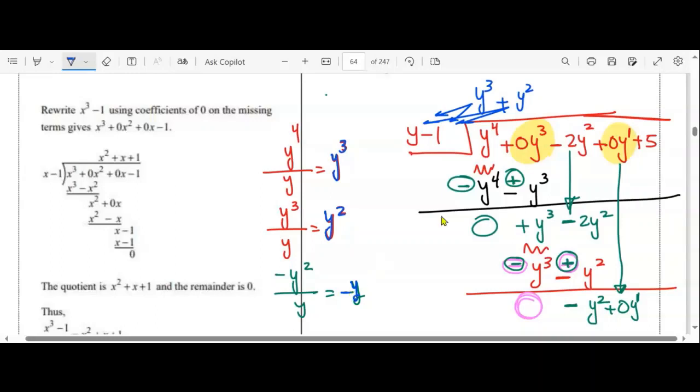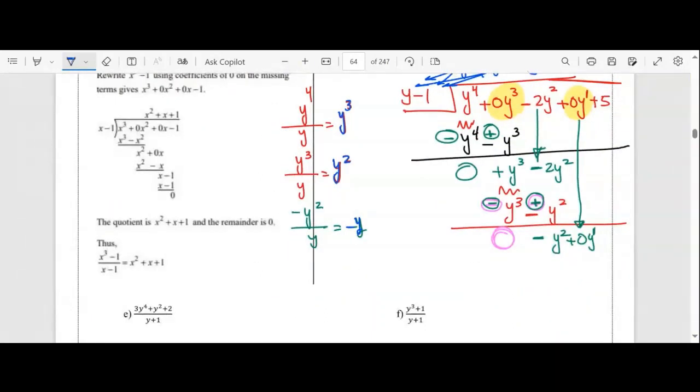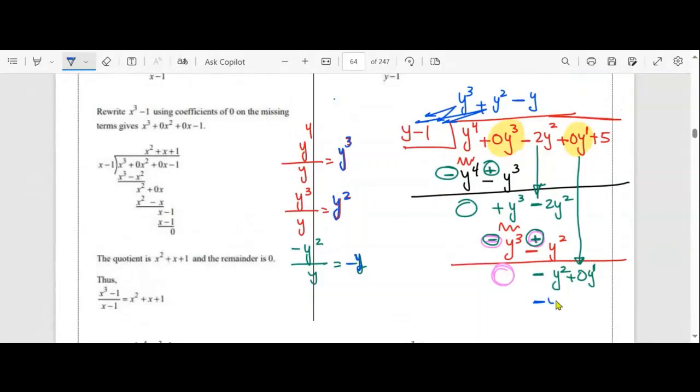Well, minus 1. Minus y here. And then we multiply 2 times, right? So what do you get? Negative y to the power of 2 plus y.